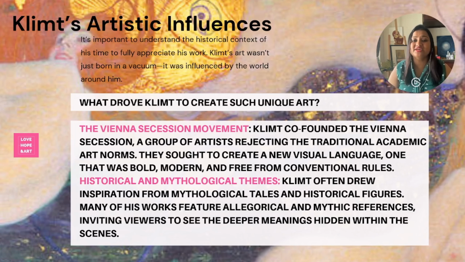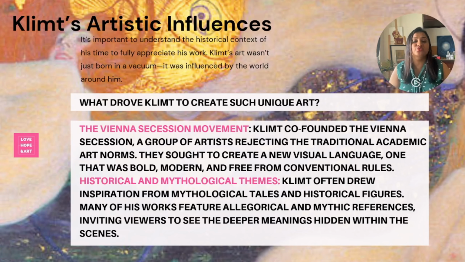So to understand the artistic influence of Klimt, we need to understand the historical context of his time to appreciate his work. So Klimt's art wasn't born in a vacuum. It was influenced by the world around him. So there were some things that drove him to create the kind of art that he created. So one was the Vienna Secession movement. And Klimt co-founded the Vienna Secession, a group of artists rejecting the traditional academic art norms. He sought to create a new visual language, one that was bold, modern, and free from conventional rules.